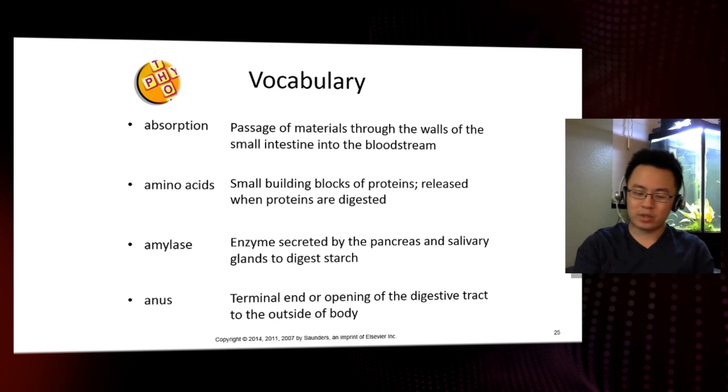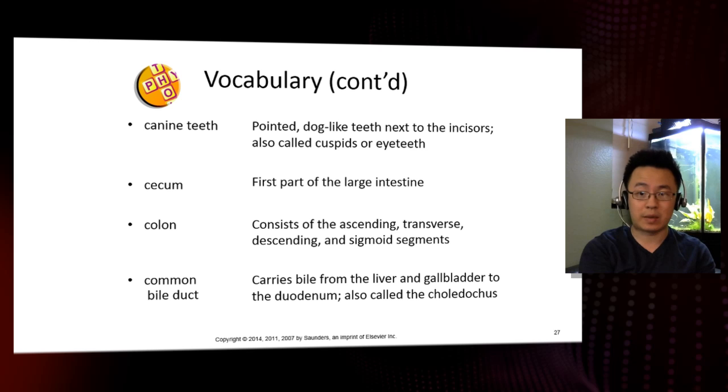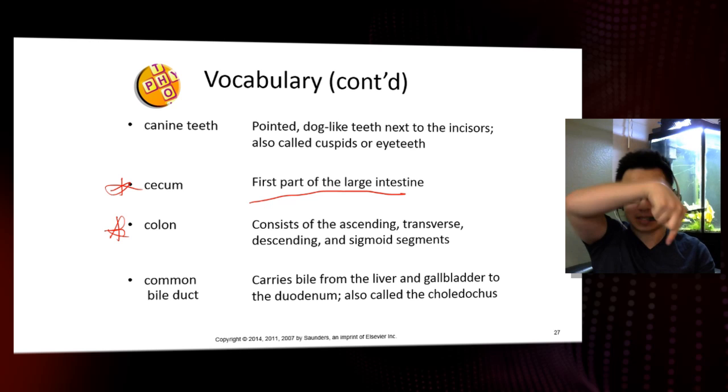Some vocabulary words I would definitely want to know. I'm not going to go through all of these. Definitely in your study time, you will need to go through all of these terms, but I'm going to go ahead and highlight some good ones here that I would definitely want to know. For example, I would definitely want to know cecum, which is the first part of the large intestine. I would want to know colon, which consists of the ascending, transverse, descending, and then the sigmoid segment.